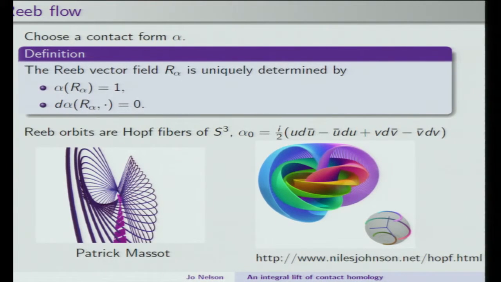And Patrick Massot has a nice illustration where the fuchsia planes are supposed to be the contact structure along some line, and you've got the Reeb flow passing transversely through them. And then Niles Johnson did a really nice job animating the Hopf fibration. So if this was a 5-minute talk, 3 minutes of it would be spent with this beautiful video.